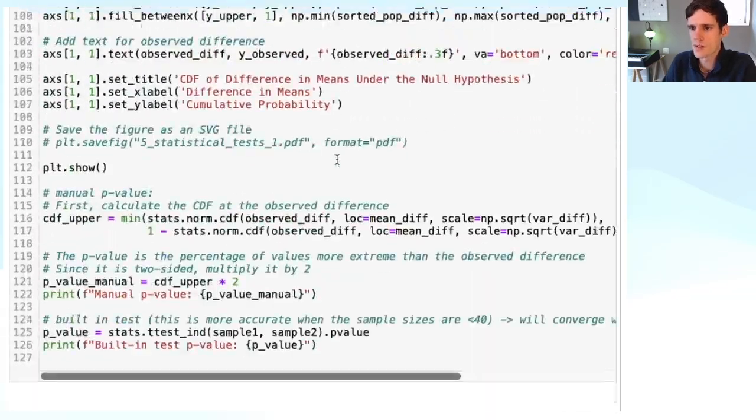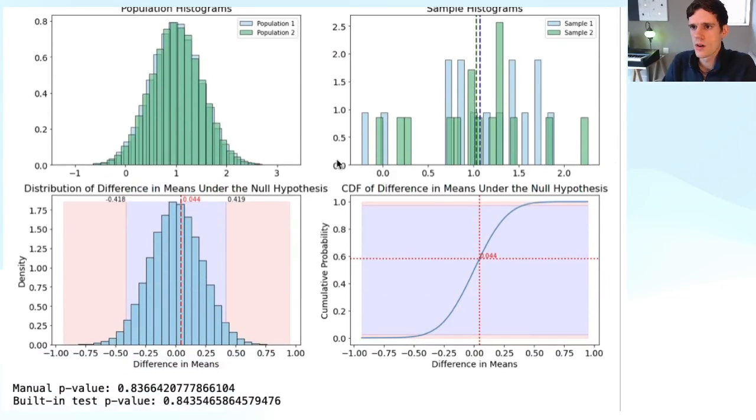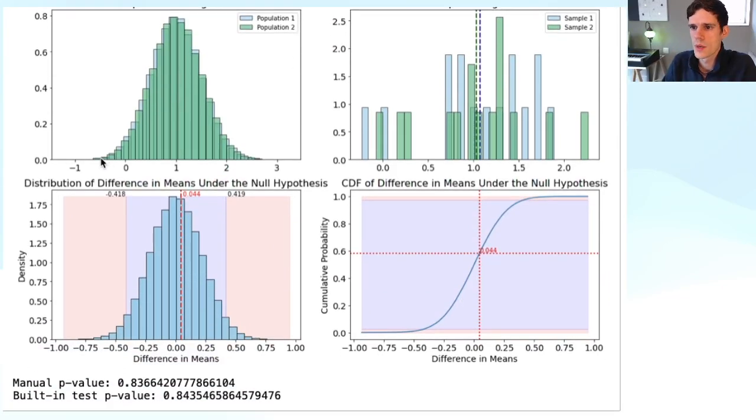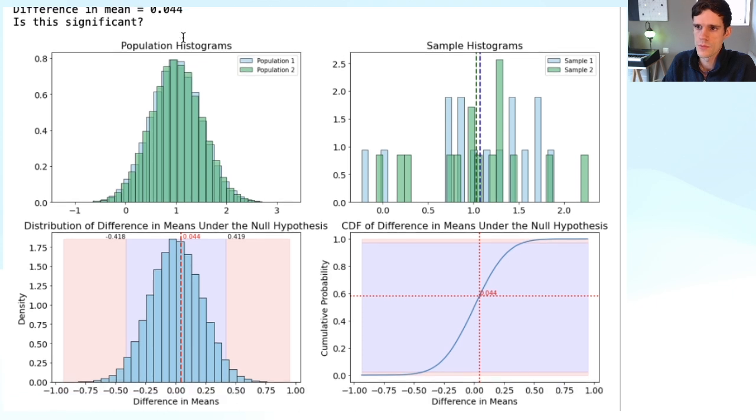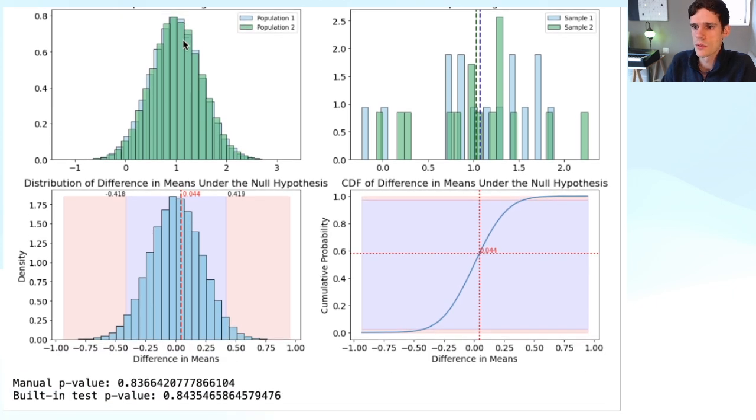So if we run this cell and we look at our population histograms, then we see that they are indeed equal to each other. And also the samples that we draw have a mean that is very close to one another. In fact, the difference in mean is only 0.044. So let's see what our p-values say.